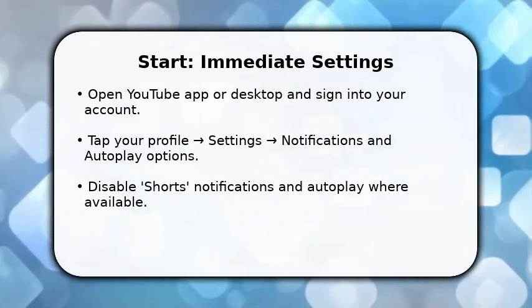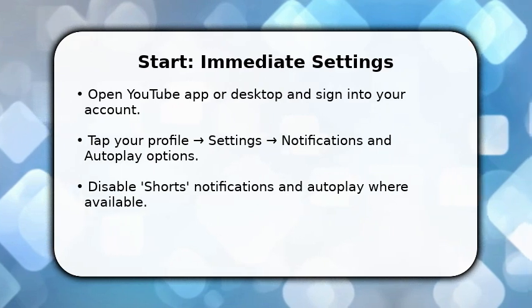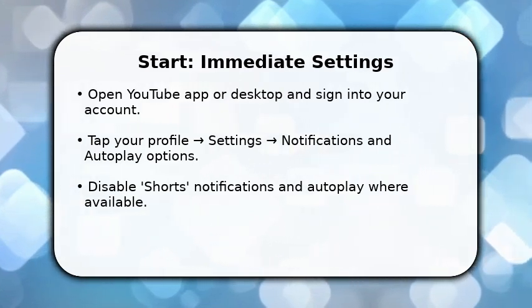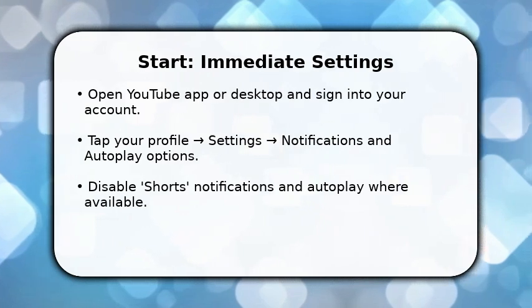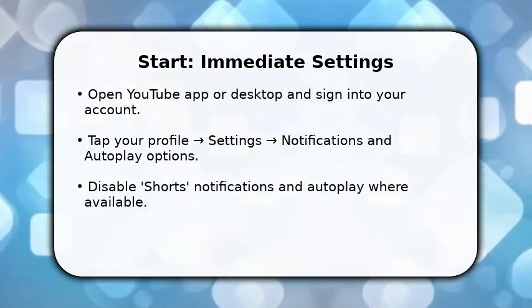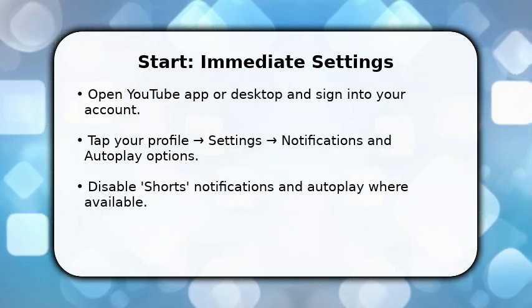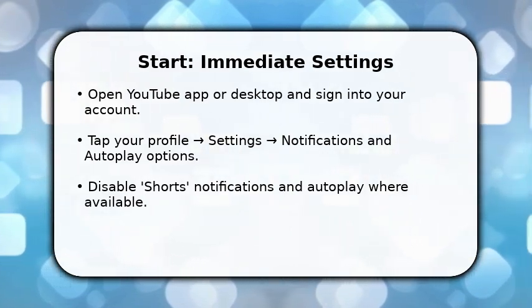Once done, clear your watch history for the last 30 days to erase short-form signals so the algorithm recalibrates. Make sure to pause watch history briefly while testing changes so you don't immediately retrain the model with accidental taps.